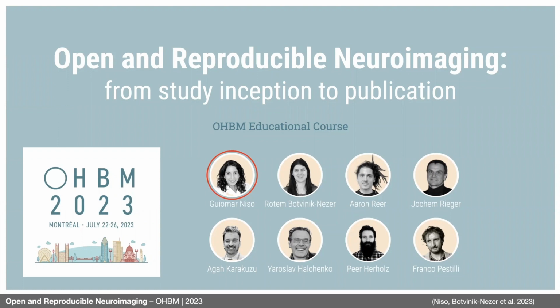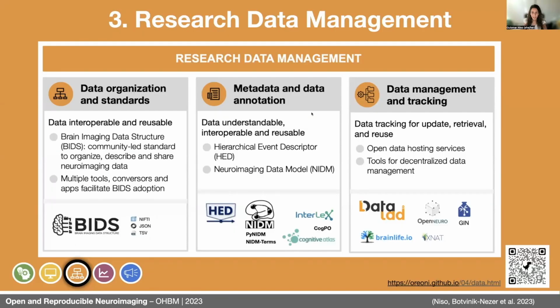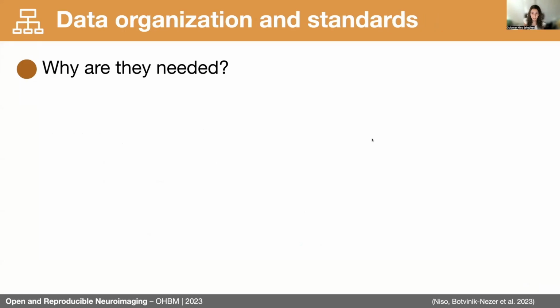And in this third block, I'm going to talk about research data management. In this section, I will show some open resources for research data management, and this refers to how data are organized, maintained, annotated, tracked, stored, and accessed throughout a research project. I will talk about data standards and annotations, and my colleague Jaroslav Halchenko will continue with some tools for data tracking. Why are standards needed?